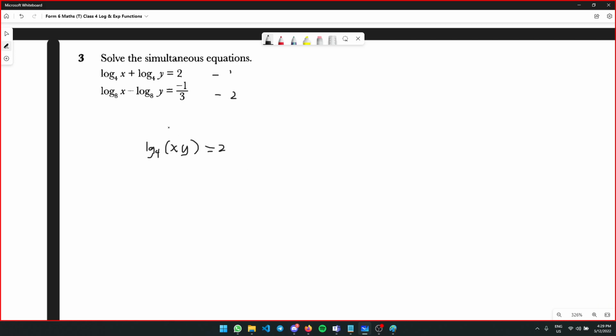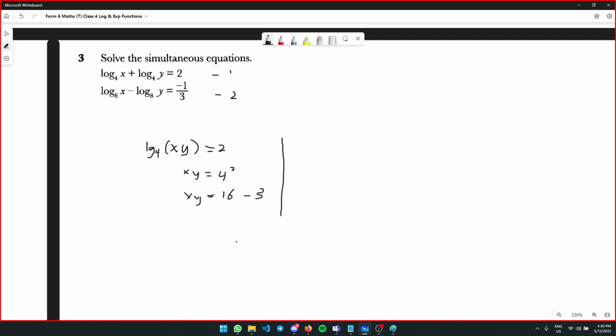This is one thing you can do. And then since you know this is 4, you can just move it to the other side. So you can get xy equals 4 to the power of 2, and 4 to the power of 2 equals 16. Okay, there is one thing you can do. So that's, you can say, your third equation.